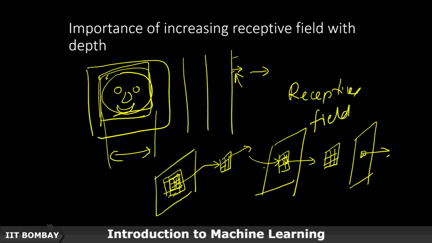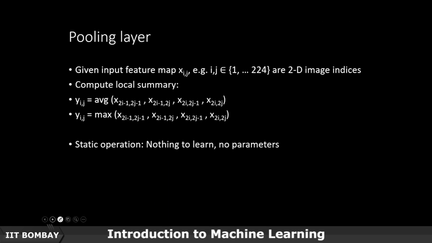So if this eye is slightly shifted to the right, it is still a face. The exact location of the eye is not important. I want a little bit of translation invariance to the location of the eye, and scale invariance. The face can be slightly bigger or smaller, the eye can be slightly bigger or smaller, it is still a face. So for that, a second type of layer is introduced, called a pooling layer, and that is a local summarization layer.